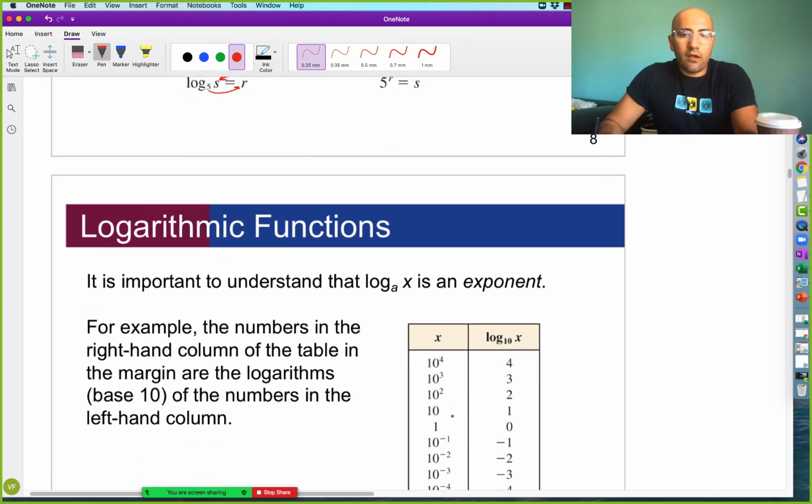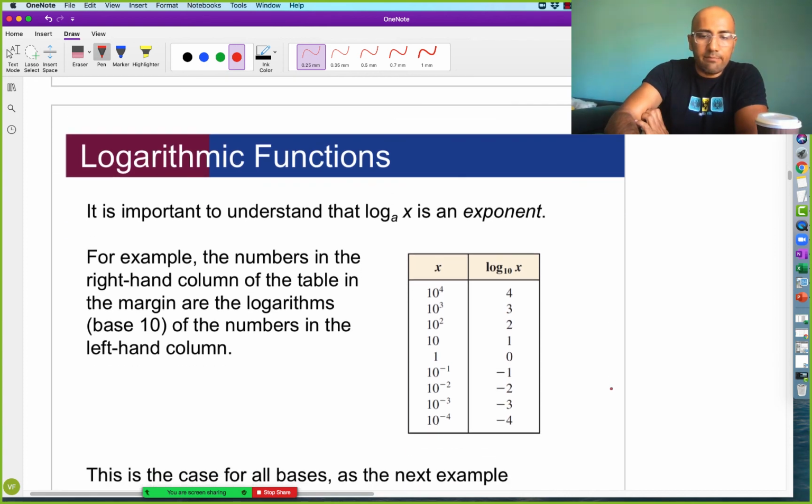It's important to understand log base a of x is an exponent. So for example, the numbers in the right-hand column of the table in the margins are the logarithms base 10. 10 is a very popular number to use, as I mentioned a minute ago. We work with a base 10 number system, therefore some nice things happen when we work with base 10. So look at how nice this property is.